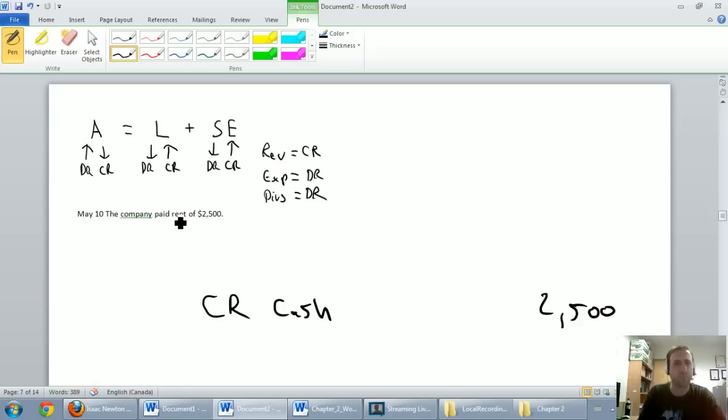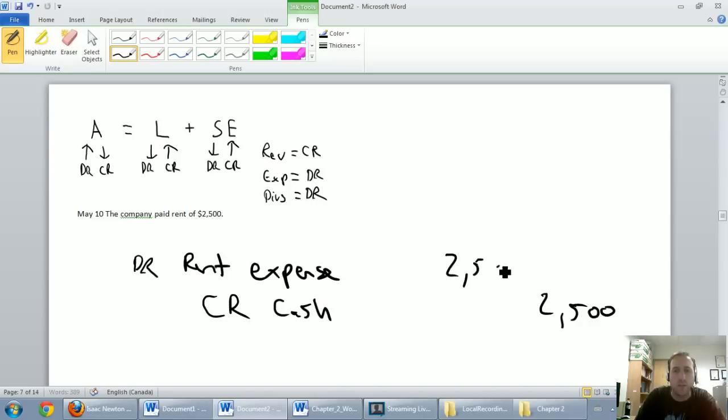The company paid rent. I've got to say to myself, what is rent? An asset, a liability, shareholder's equity, revenue, expense, or dividend. Later on in the course, we'll learn about prepaids and things like that, but let's throw that out the window. Rent is a cost of doing business. Rent is an expense. It's a cost of operating a business. You have to rent an office or own an office. But anyway, rent is a cost associated with running a business. Rent is an expense, and according to this, expenses get debited. So let's debit rent expense for $2,500.